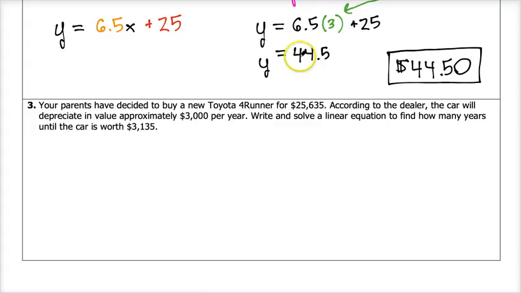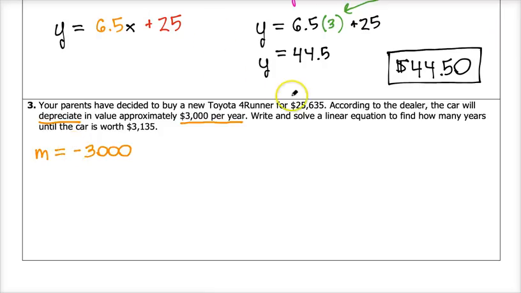Okay, so again, we have a rate of change for this one. Our rate of change is $3,000 per year, but notice this word depreciate. Depreciate means that value is going down. So our car is losing $3,000 per year in value. So the m value in this case is not going to be 3,000, it will be negative 3,000. And that negative there is because the car is losing value.